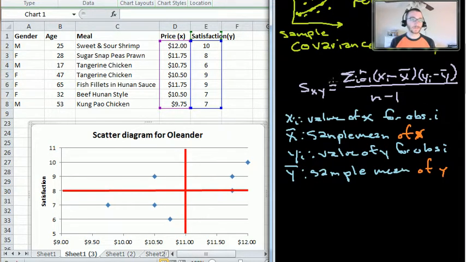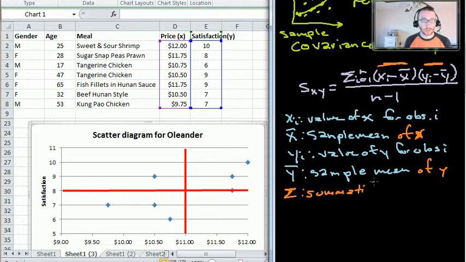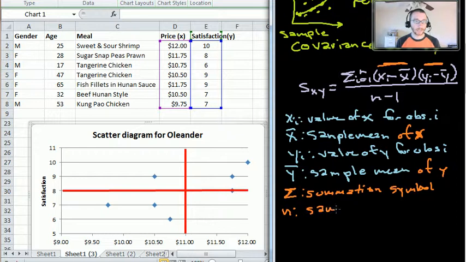Now, when we measure these, we have the deviation in x for observation i and the deviation in y for observation i. We're going to multiply those together. Once we do all that, then our summation symbol, this big sigma we've seen a lot of times now, tells us to sum those products, and then to divide by n minus 1, where n is our sample size, the number of observations we have. Cool. So that's what we're going to do.